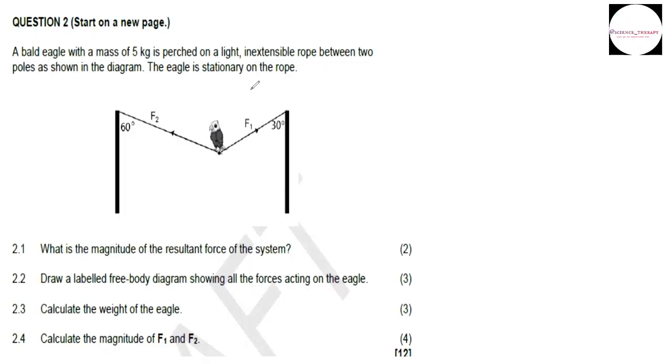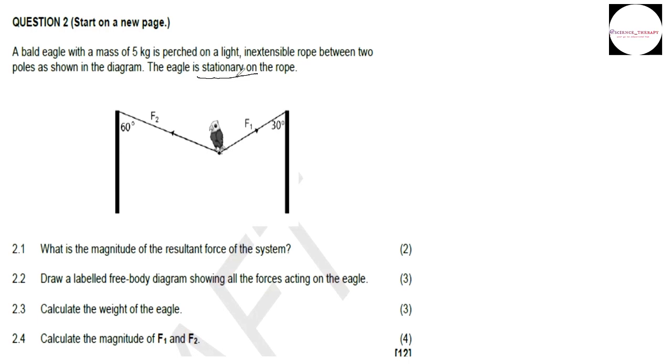Okay, so we have question 2 still on vectors in 2D. It says a bald eagle with a mass of 5 kg is perched on a light, inextensible rope between two poles as shown in the diagram. The eagle is stationary on the rope. Then 2.1 says, what is the magnitude of the resultant force of the system?